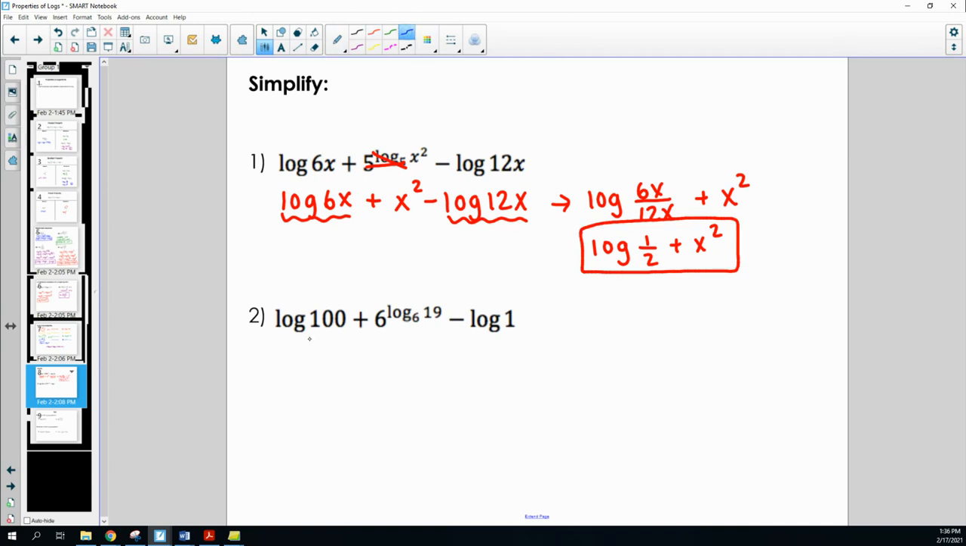Okay, and for number 2, we have log of 100 plus 6 to the log base 6 of 19 minus log of 1. Log of 100, we actually know what that is because the common log has a base of 10. So 10 to what power is 100? Well, that's just going to be 2. 6 to the log base 6 of 19, that's that other property because the bases are the same. This is just going to be 19. And then we're going to subtract the log of 1. Again, common log has a base of 10. 10 to what power gives you 1? Well, that's going to be 0 because 10 to the 0 is equal to 1. So when I combine this, I end up with 21 as my answer.